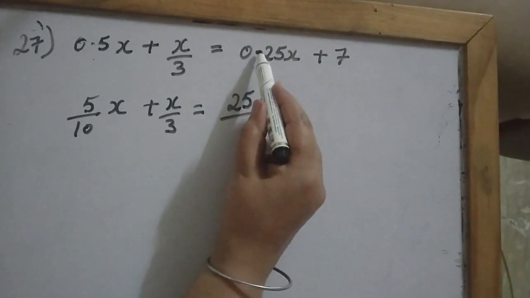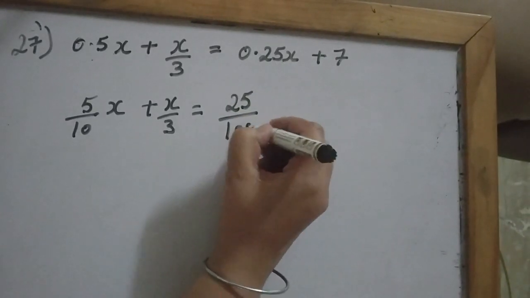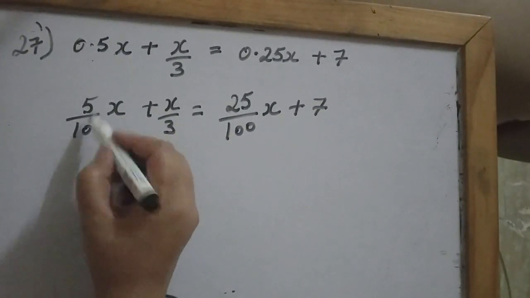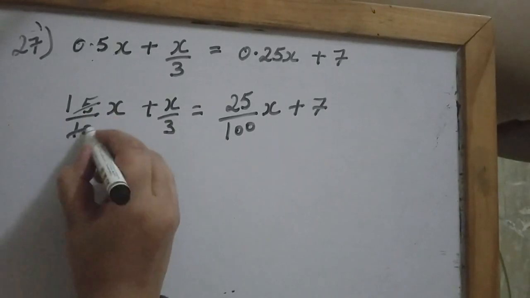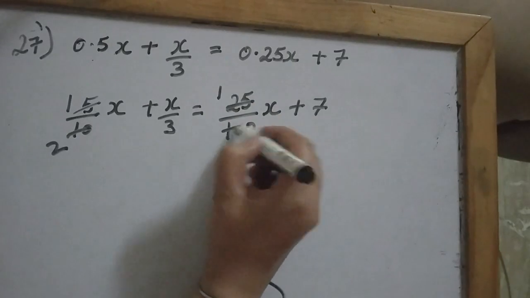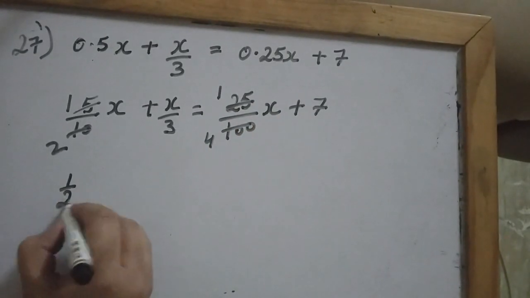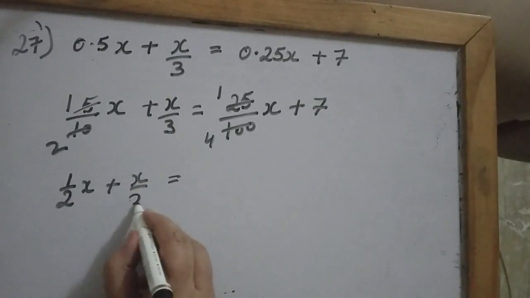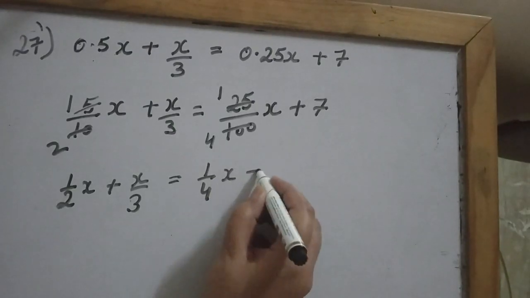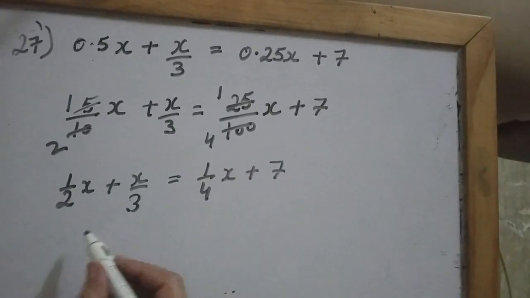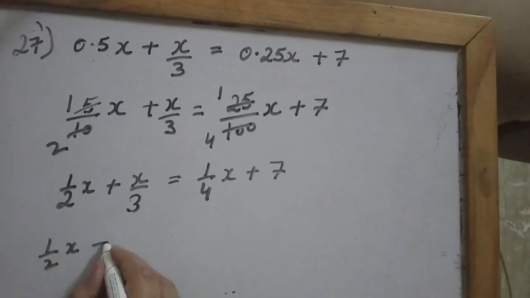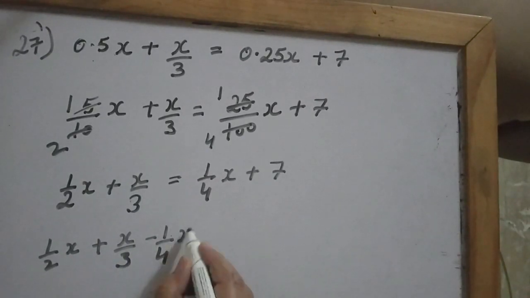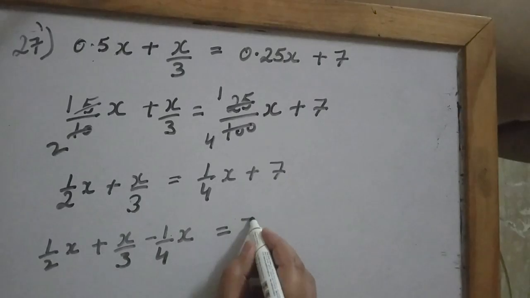How to remove the decimal? You have 2 digits, so it will become 100. 25 upon 100x plus 7. Now if I reduce these fractions, like 5 1s are 5, 5 2s are 10, 25 1s are 25, this will become 4. So this becomes half x plus x upon 3, and the other side you have 1 upon 4x plus 7. Now bringing the x terms on one side, 1 upon 2x plus x upon 3. Now when I bring this here, it will become 1 by 4 minus 1 by 4x. The other side we have 7.